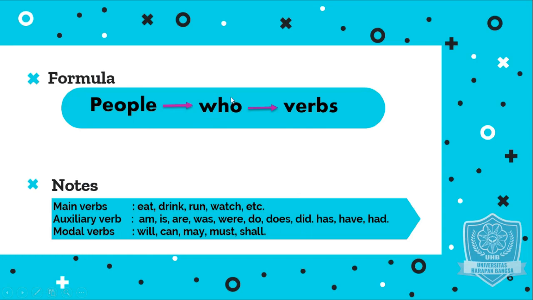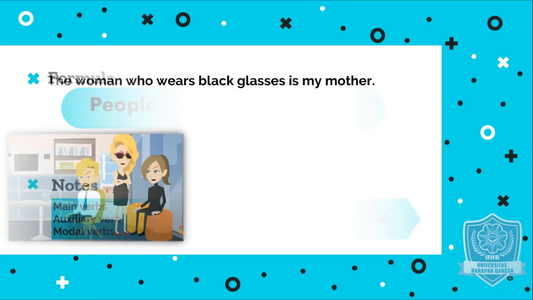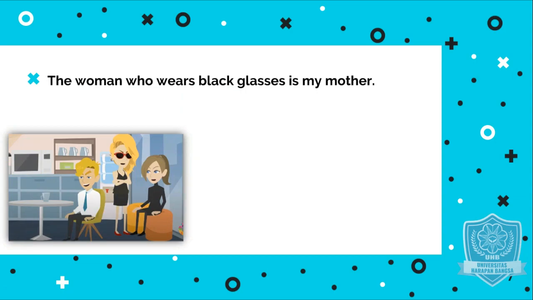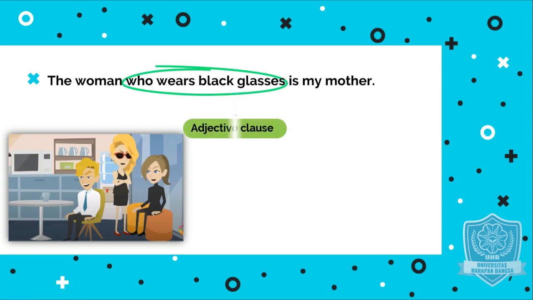I repeat once more that who is used only for describing people. To be clearer, let us see the example. The woman who wears black glasses is my mother. Here you can find the adjective clause who wears black glasses, in which the function is to describe the woman. So the woman here is the subject of the sentence. The adjective clause gives description to the subject.